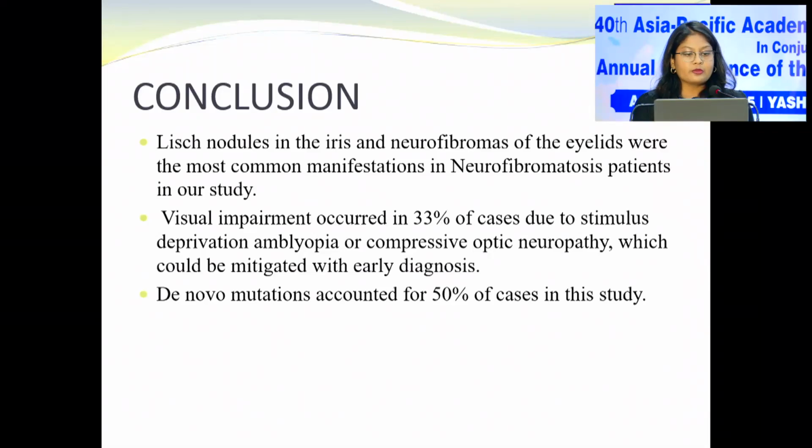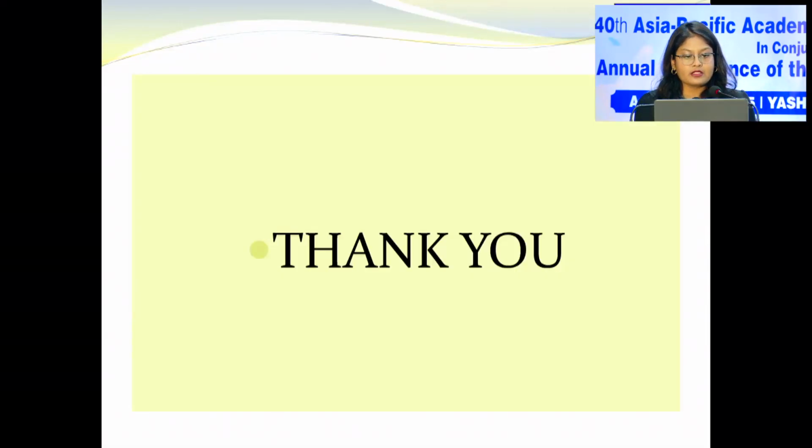So I conclude from my study that Lisch nodules in the iris and neurofibromas of the eyelids were the most common manifestation in NF patients in my study. Visual impairment occurred in 33% of the cases due to stimulus deprivation amblyopia or compressive optic neuropathy, which could be mitigated with early diagnosis. De novo mutations accounted for 50% of the cases. These are my references. Thank you.